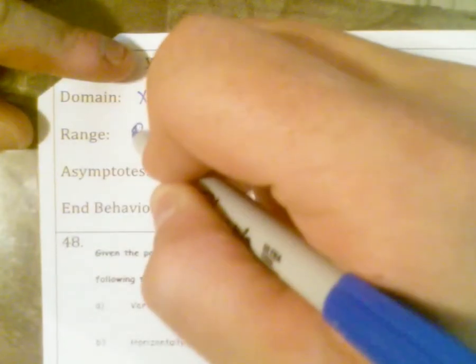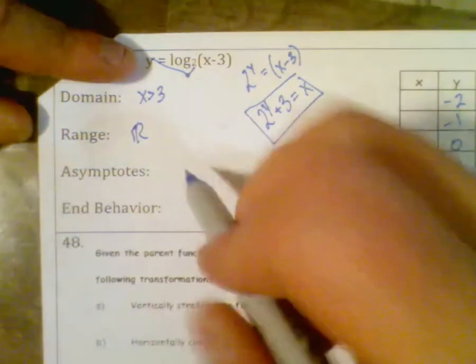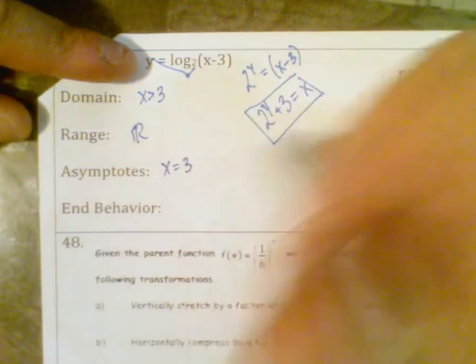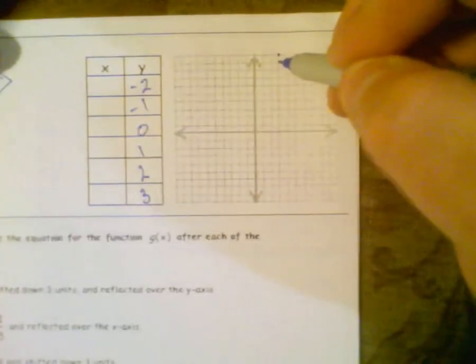Range is all real numbers. Asymptotes, so x is greater than 3, your asymptote will be x equals 3. And end behavior, I'm going to forget about it. Alright, so my asymptote would be over here.